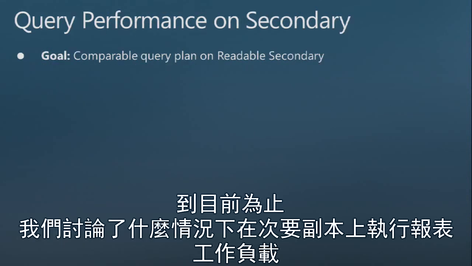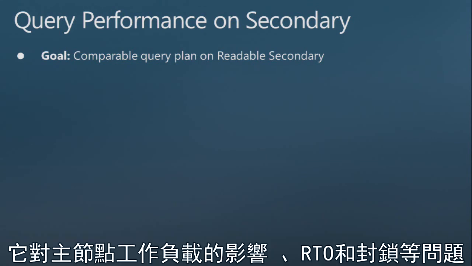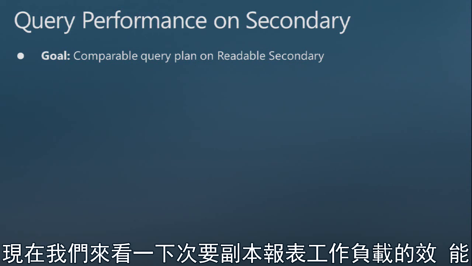So far we have discussed when we run the reporting workload on the secondary, what is the impact on the primary workload, the RTO, and the blocking, and so on and so forth. Now let's look at the performance of reporting workload on the secondary.